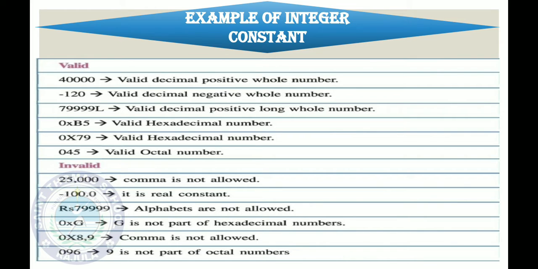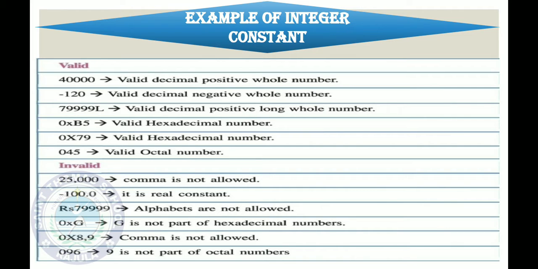So first you can see here 40,000 is written, that is a valid decimal positive whole number. Here the plus sign is not there, but it is positive only, and here you can see plus and minus, plus being the positive number. So it's an example of a decimal constant. Minus 120. This is also a whole number and minus is there as a prefix. So this is also an example of a decimal constant. Then after that, 7999L is a valid positive long whole number. So this is an example of a long number.